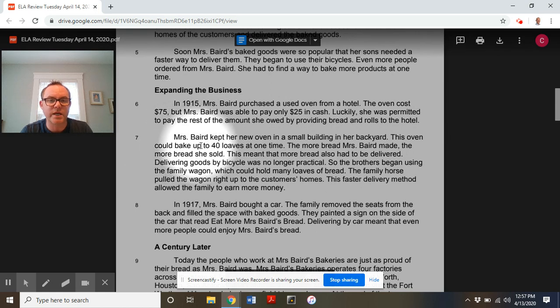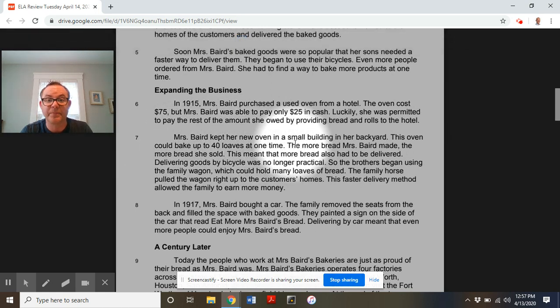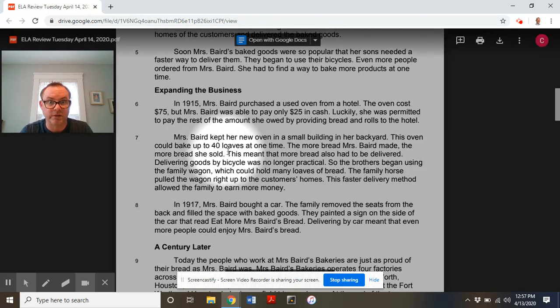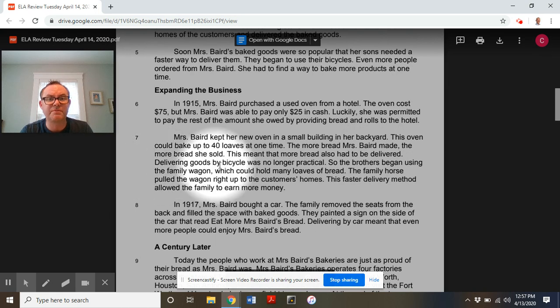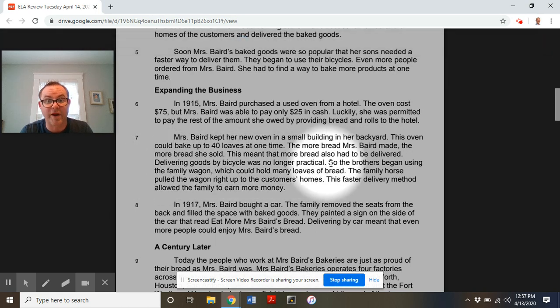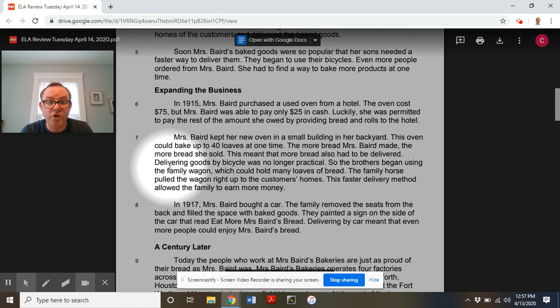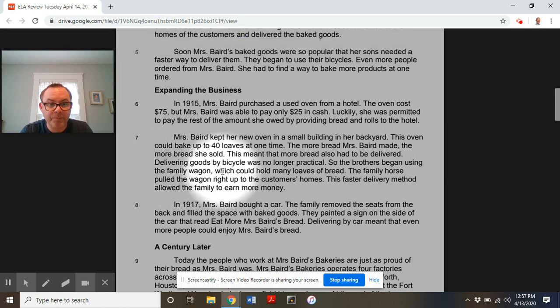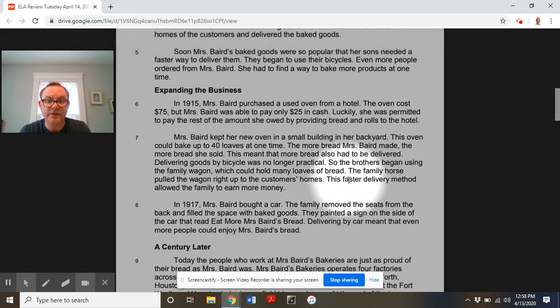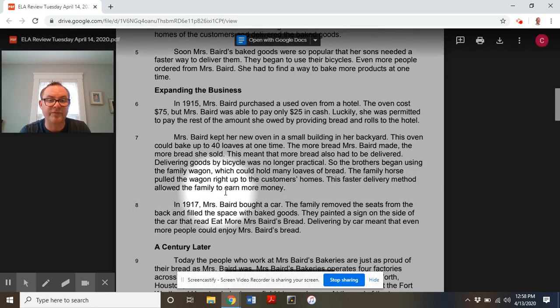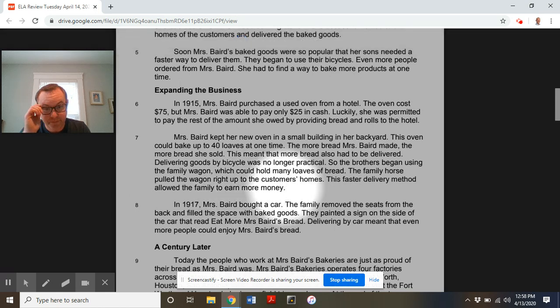This oven could bake up to 40 loaves at one time. The more bread Mrs. Baird made, the more bread she sold. This meant that more bread also had to be delivered. Delivering goods by bicycle was no longer practical, so the brothers began using the family wagon, which could hold many loaves of bread. The family horse pulled the wagon right up to the customers' homes. This faster delivery method allowed the family to earn more money.